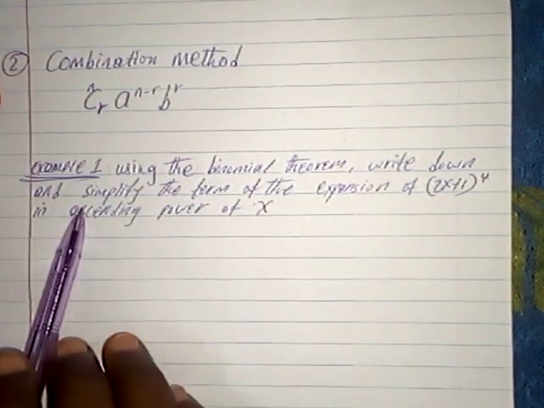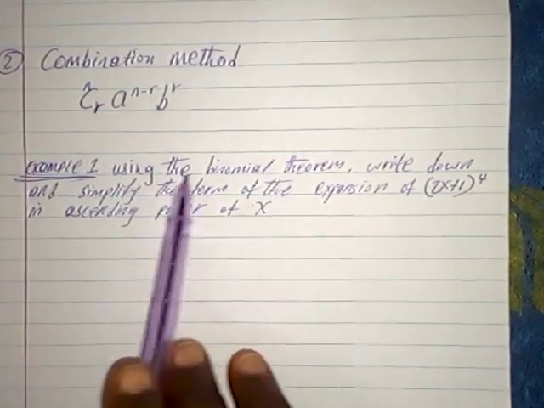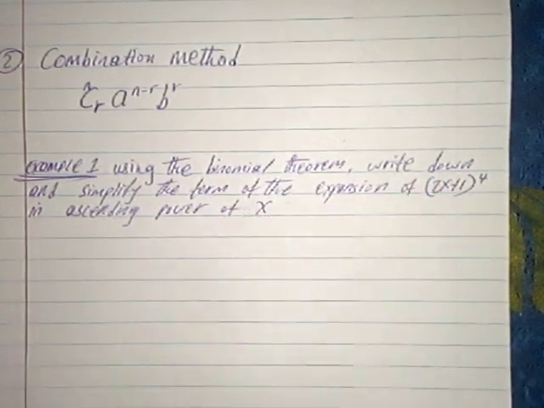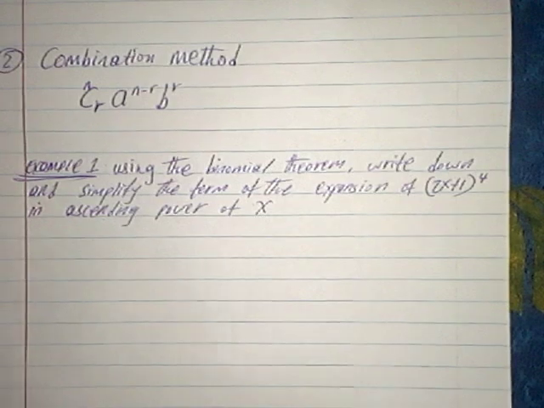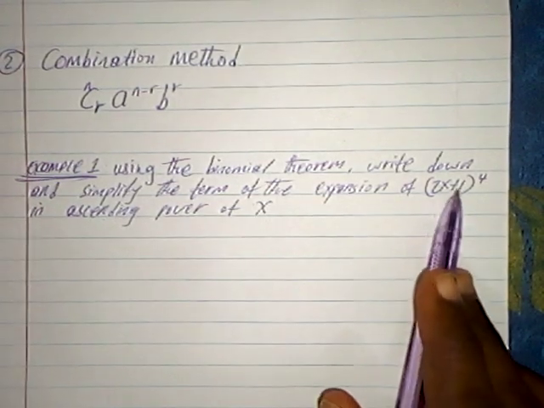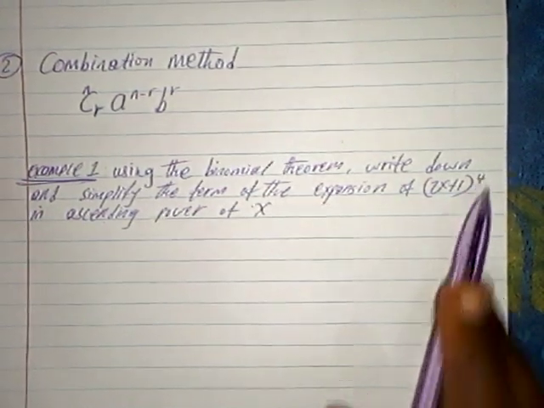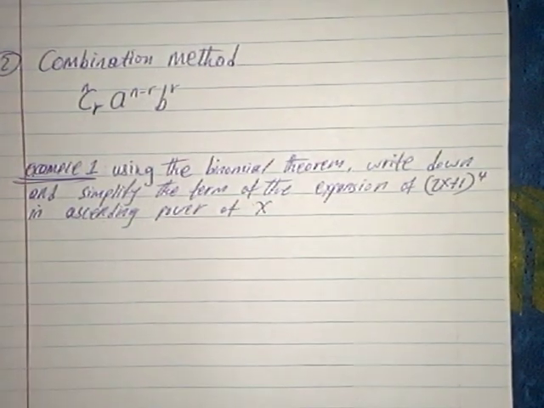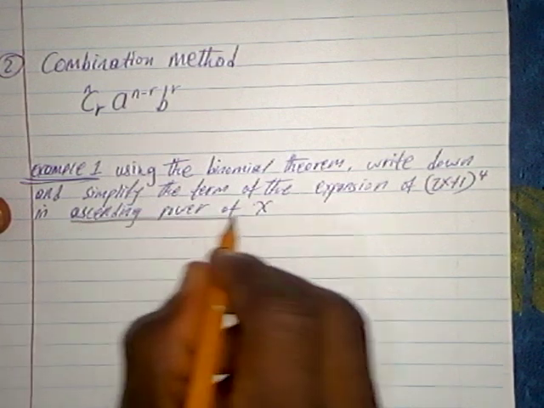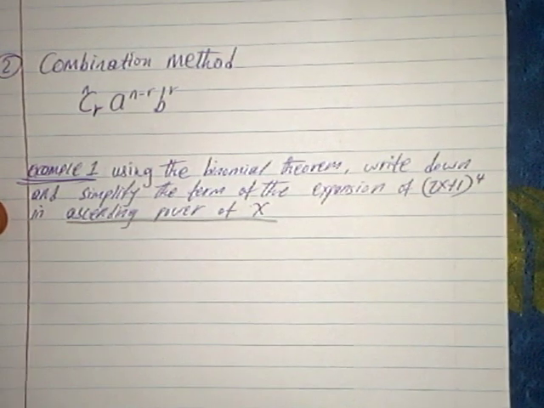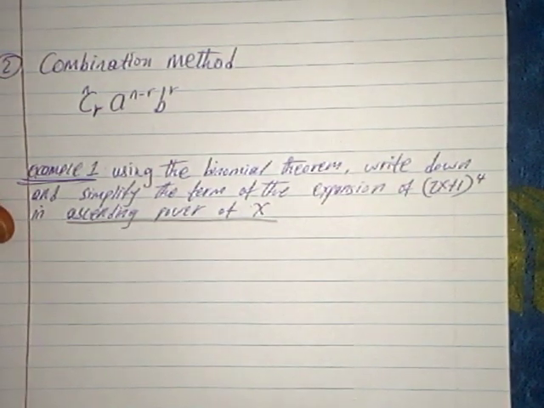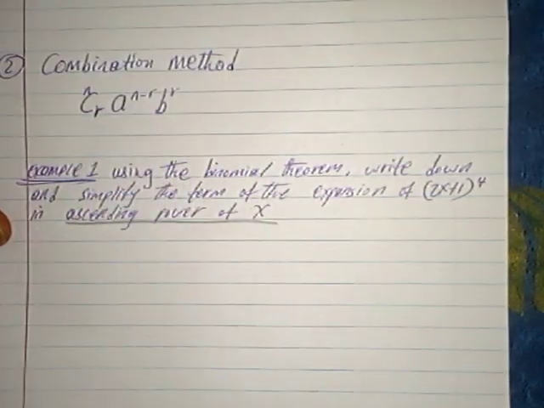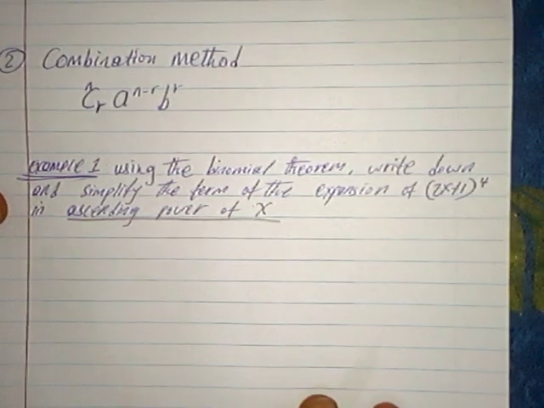Good. Now we continue. Example 1. Use the binomial theorem. Write down and simplify the terms of the expansion of 2x plus 1 raised to the power 4, in ascending power of x. Take note of this sentence anytime you are reading binomial theorem: in ascending power of x, right? They say use binomial theorem. That means you have to use this formula, right? Good. In ascending power of x.